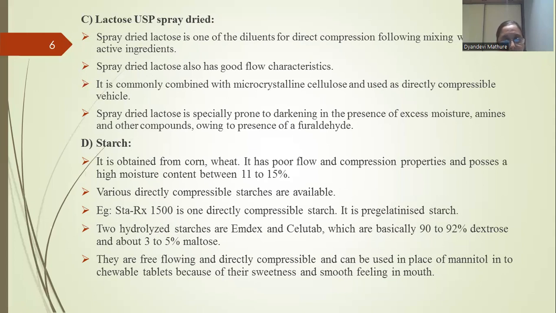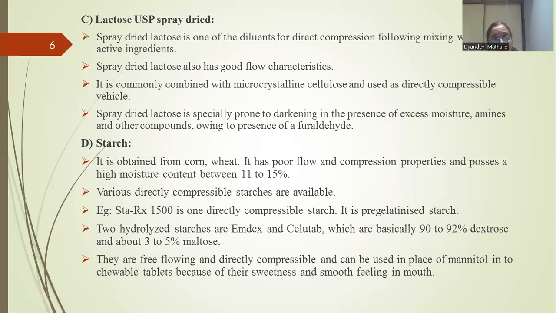So you all know that it is obtained from corn, wheat. It has poor flow and compression properties, and it has a high moisture content between 11 to 15%. So because of the high moisture content, of course, the flow and compression properties are very poor. Various directly compressible starches are still being used for preparation of tablets. One example is RX 1500. Okay, it is nothing but pre-gelatinized starch.